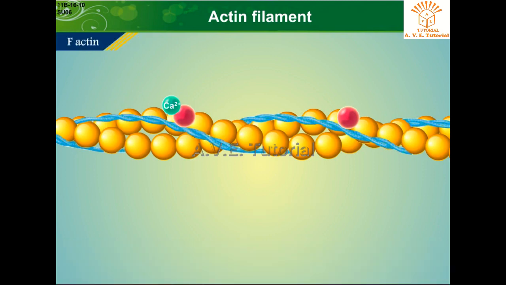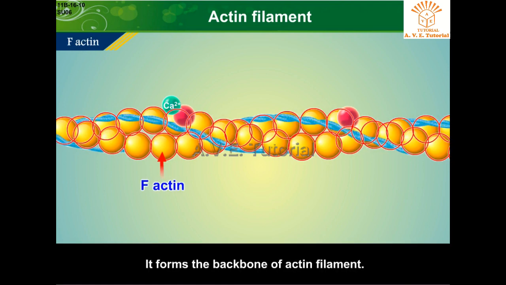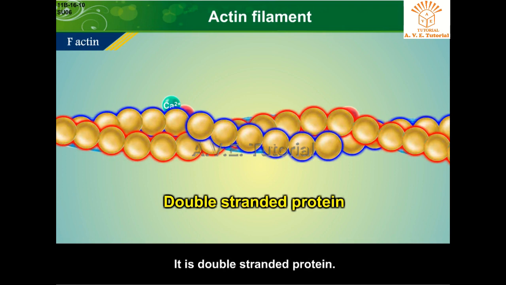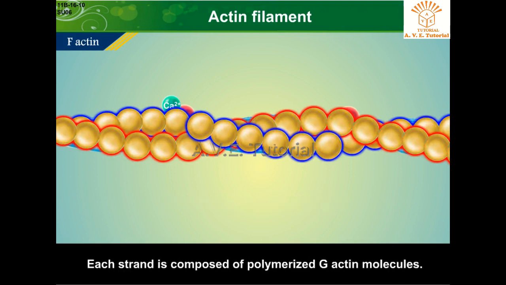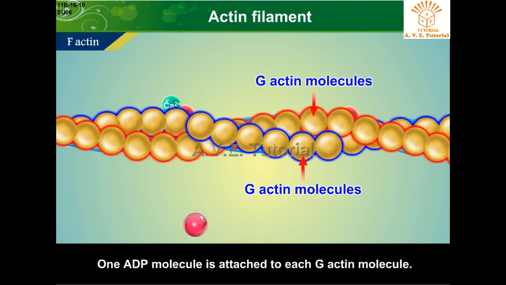F-actin. It forms the backbone of the actin filament. It is a double-stranded protein. Each strand is composed of polymerized G-actin molecules. One ADP molecule is attached to each G-actin molecule.